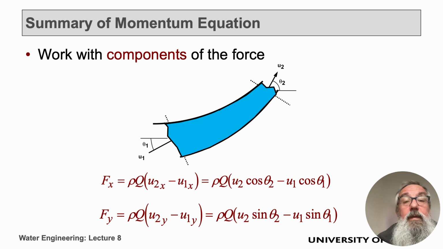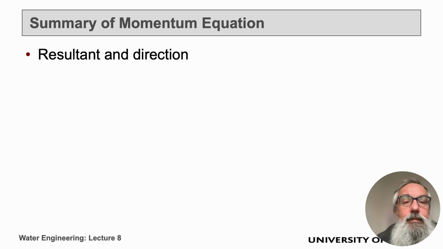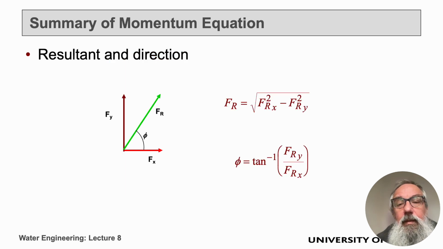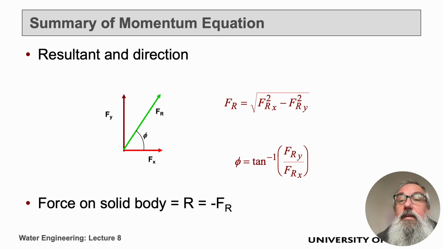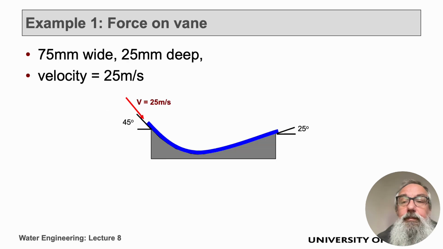As a summary of the equations, if we write our coordinate system with x horizontal, y vertically upwards, and the angles are measured as shown here. And the slide just summarises Pythagoras and trigonometry to calculate the resultant force, its magnitude and direction. Let's have a look at some examples with some numbers in.